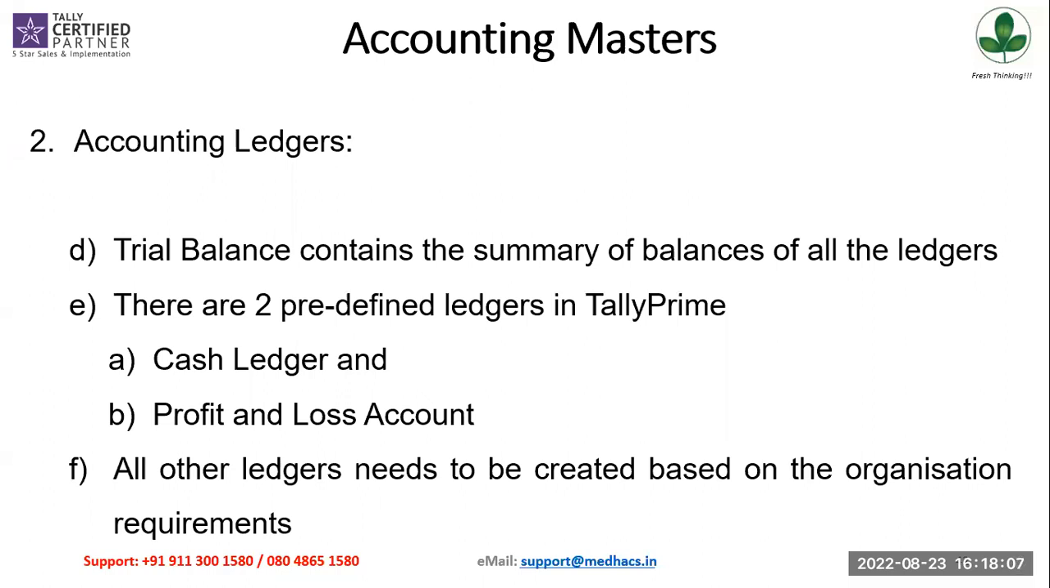So further information that you need to understand. When you look at the trial balance in Tally, it contains the summary of balances of all the ledgers. And in Tally, there are two predefined ledgers that are already available. One is the cash ledger and the second is the profit and loss account. All other ledgers as required by the business, you need to create in Tally. Okay.